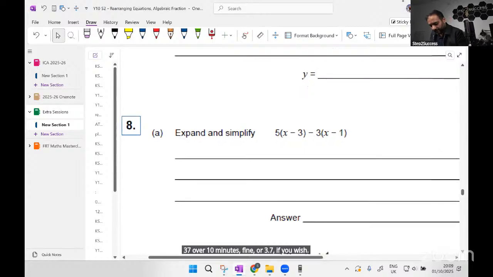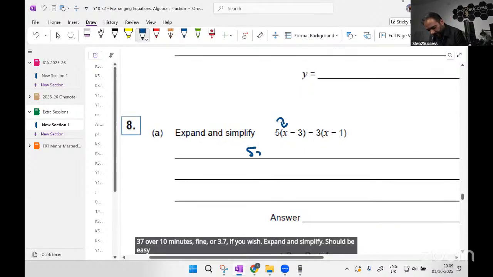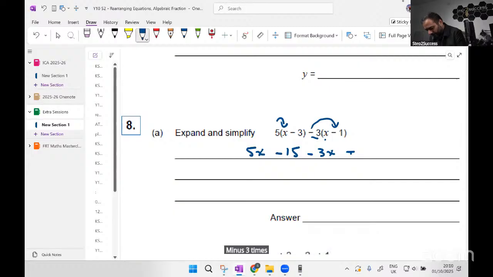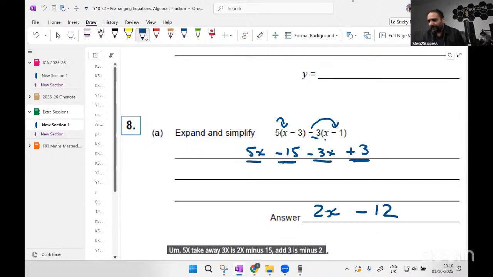Expand and simplify. Should be easy. 5 times x is 5x. 5 times minus 3 is minus 15. Be careful here. Minus 3 times x is minus 3x. Minus 3 times minus 1 is plus 3. 5x take away 3x is 2x. Minus 15 add 3 is minus 12. That's where your negative numbers are important.